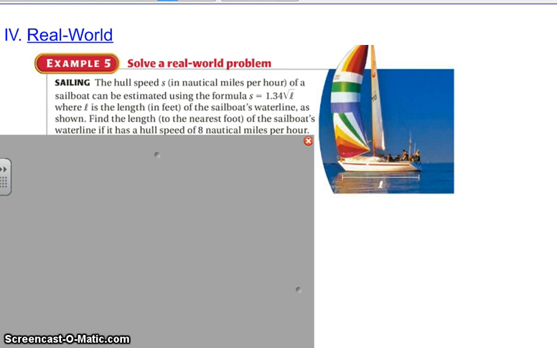So here's a real world problem. The hull speed, s, in nautical miles per hour of a sailboat can be estimated using this formula. Here it is, a little gift. The speed equals 1.34 times the square root of L. So what is L? L is the length of the sailboat's water line, as shown. Find the length of the sailboat's water line if it has a hull speed of 8 nautical miles per hour.